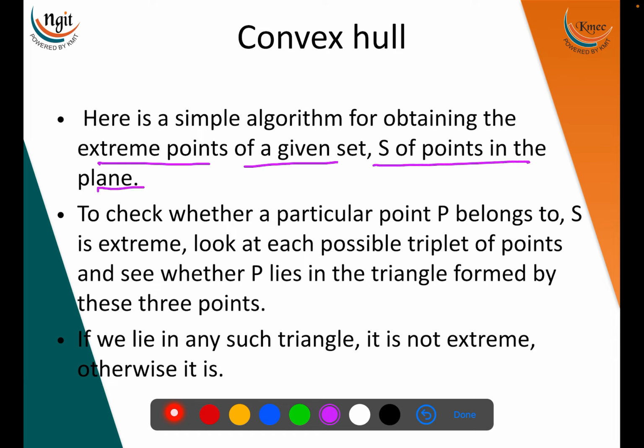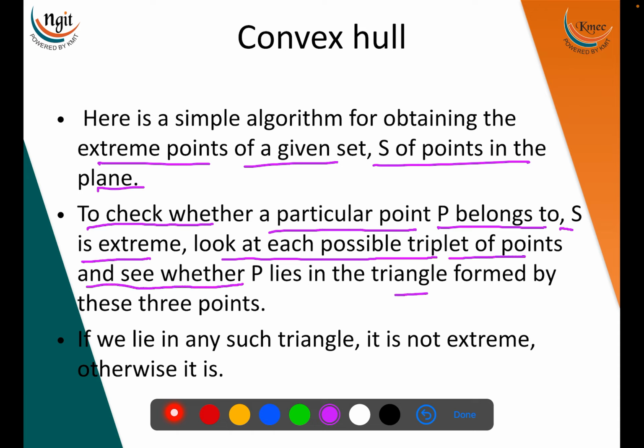And here is a simple algorithm for obtaining the extreme points of a given set S of points in the plane. To check whether a particular point P belonging to S is extreme, look at each possible triplet of points and see whether P lies in the triangle formed by these three points. Now if you see any example, I am taking this example. As far as this basic algorithm is concerned, you have to draw a triangle with the triplets of three points. If it is possible, then it is not an extreme point. If it is not possible to draw such a triangle, then it is a convex hull vertex.